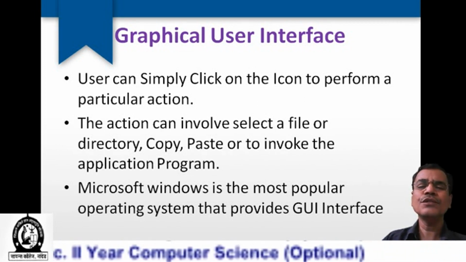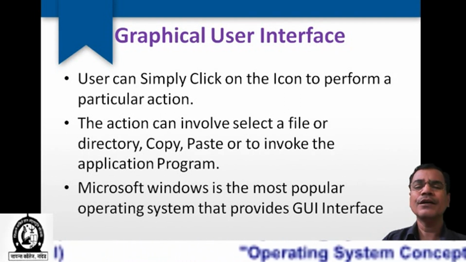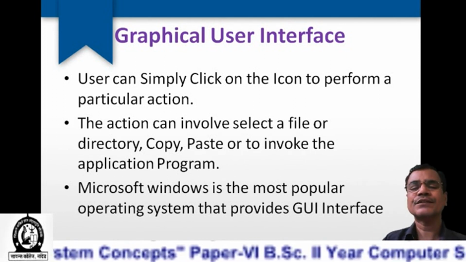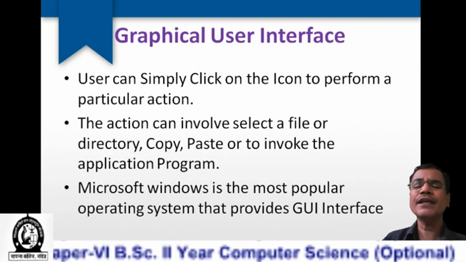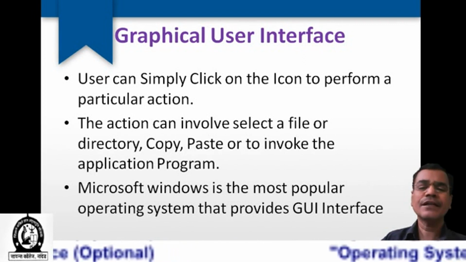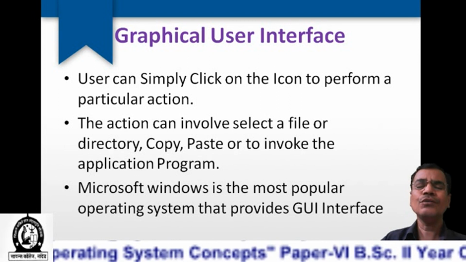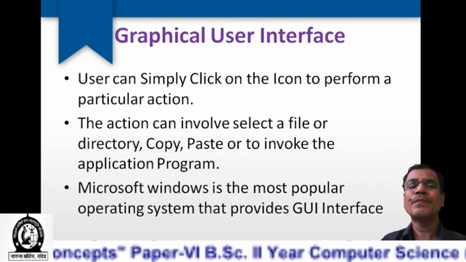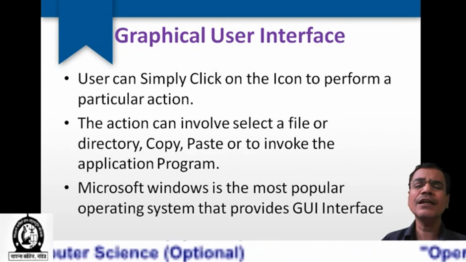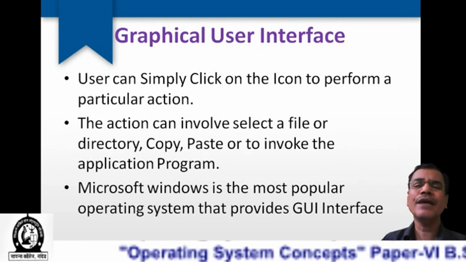Simply you need to use the mouse. Move the mouse on that particular icon and simply double click. Such a type of interface we call a graphical user interface. What types of actions can we carry out? The actions can involve selecting a file or a directory, that is a folder, copying a file, pasting a file, or executing any application program. With a single click or double click we can perform that particular action.